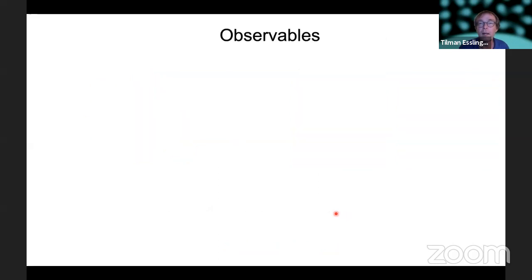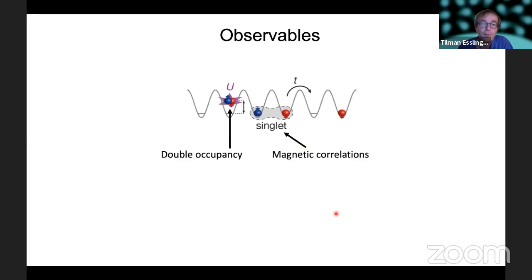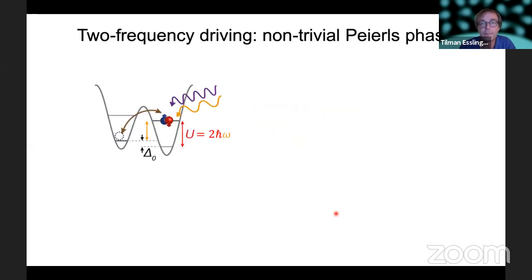So what are, in the experiment, our observables? Our observables are a measurement of the fraction of double occupancies that we have in our system. And we can measure the magnetic correlations between neighboring sites. For example, we can measure whether we have singlets or triplets on those sites. These are the two main measurement observables.